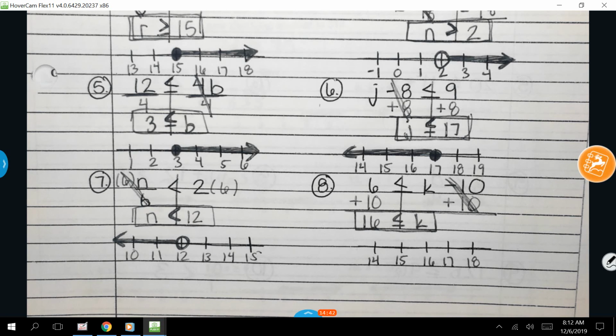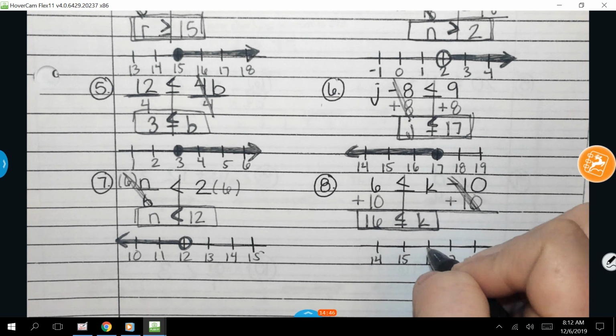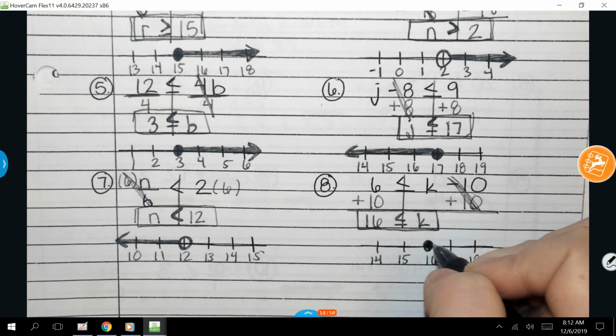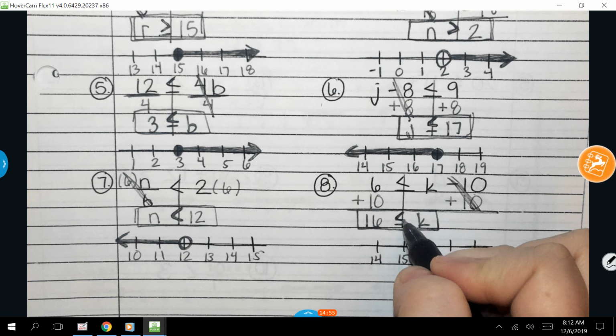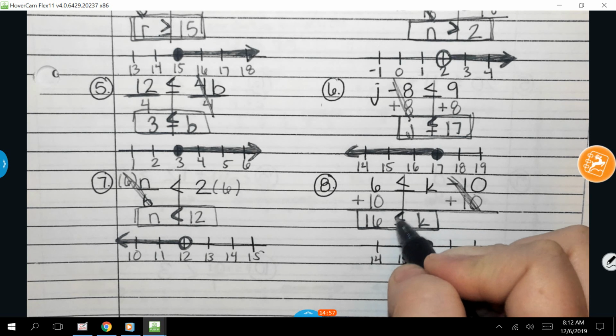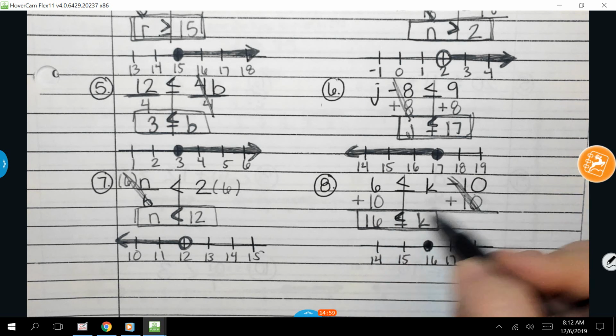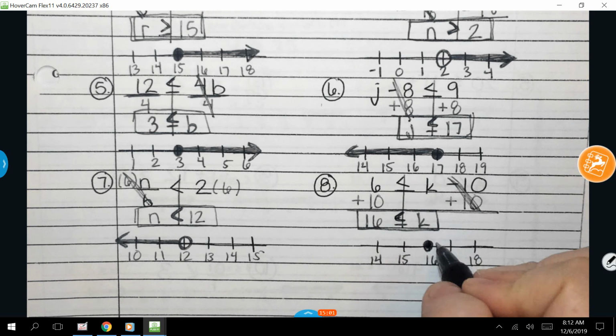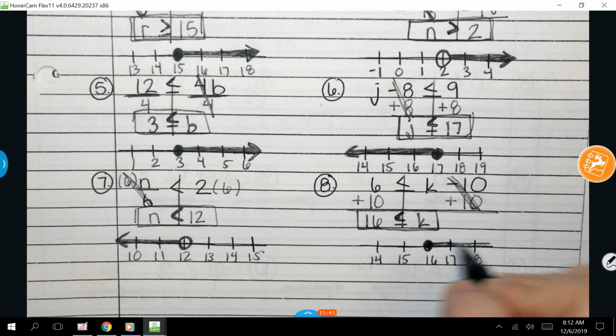Owen. A closed dot. And can I follow the arrow on this one? Leah. No, the letter's on the wrong side. So instead of going to the left, like it says, we're going to go to the right.